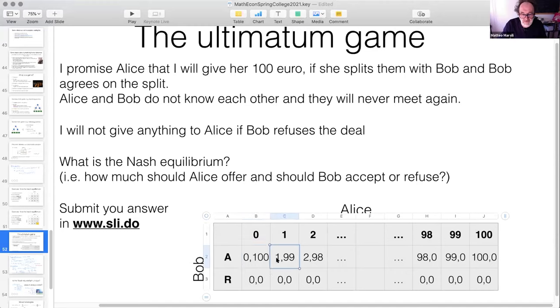The best response of Bob is always to accept whatever Alice offers, because whatever is better than nothing. Is this clear? Now you see the tension between what is rational and what is fair. You may say, well, this Nash equilibrium is not very fair, because Alice is very stingy, so she's not behaving properly.